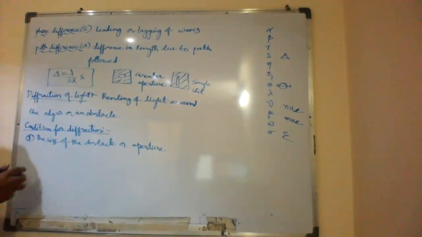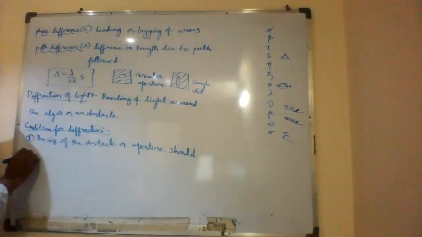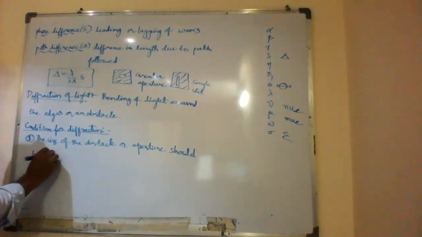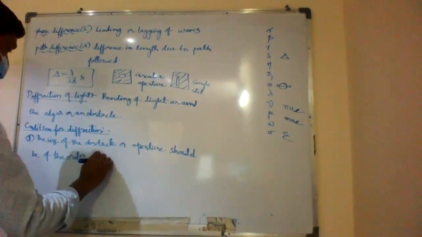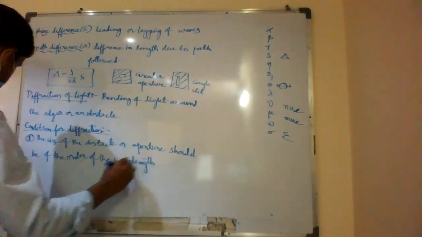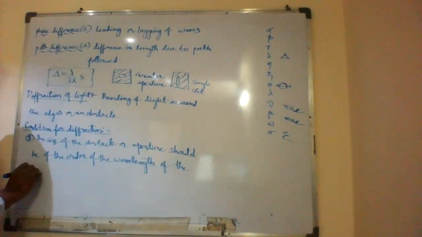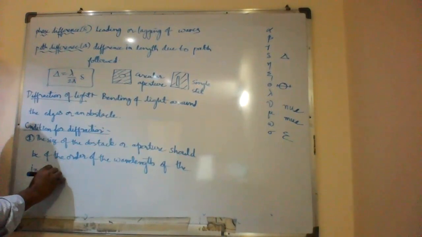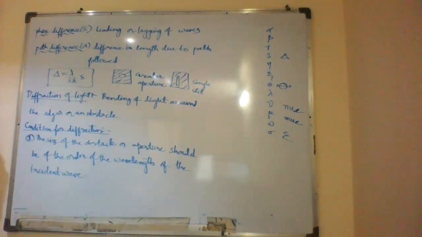Now, the size of the obstacle or aperture should be of the order of the wavelength of the incident wave. The size of the obstacle or aperture should be of the order of the wavelength of the incident wave.